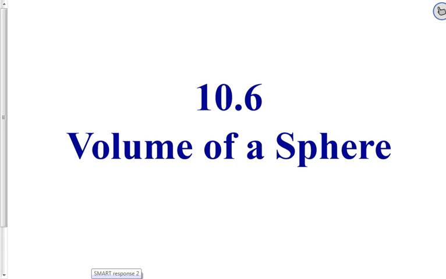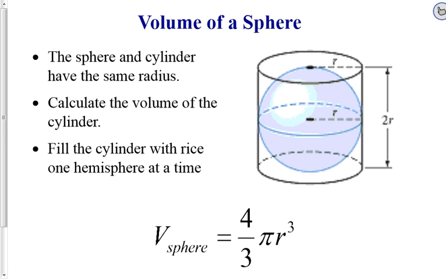All right, so section 10.6 is volume of a sphere. And the formula, you can see there at the bottom, the volume of a sphere, 4/3 pi r cubed. And of course, we're going to use this formula to problem solve. But, being an honors class, we are interested in how to get this formula, right?